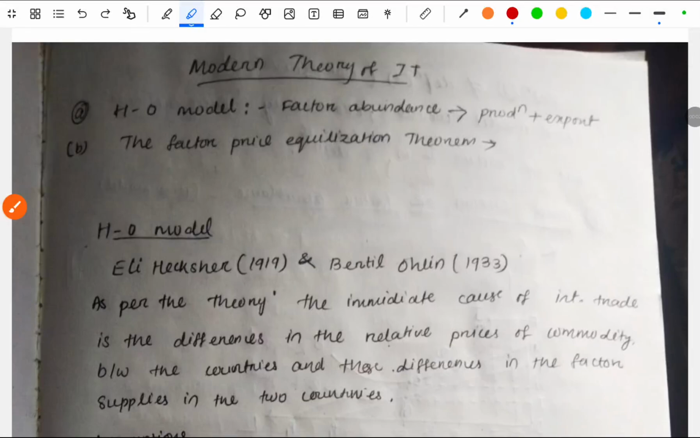Today we are going to discuss the modern theory of international trade. In the modern theory of international trade, there are two parts. One is the HO model, which is called the factor proportions theory.